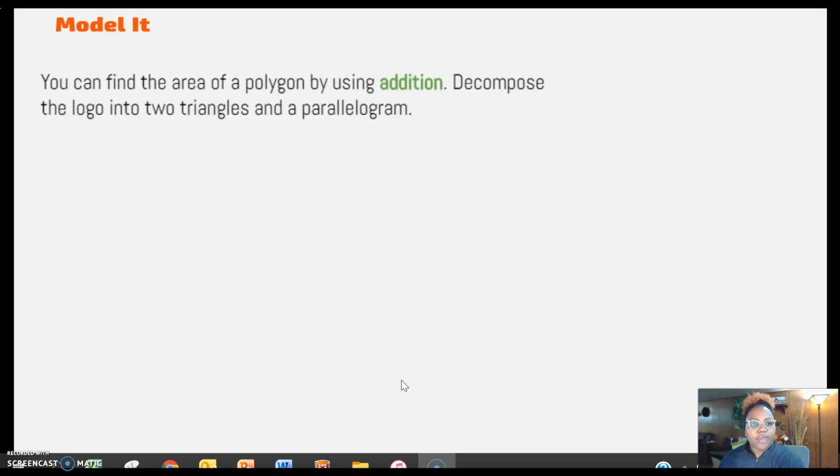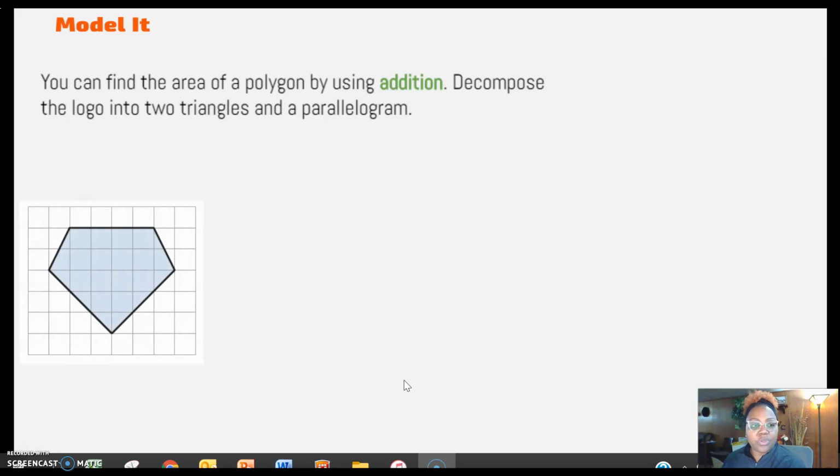So the first thing you can do is find the area of a polygon by using addition. You can decompose, which means to cut up, the logo into two triangles and a parallelogram. Let's see what that looks like. So here's our original logo that the designer was creating.